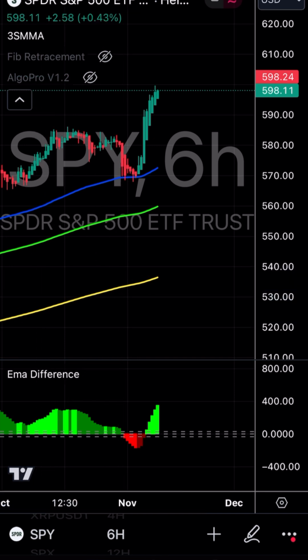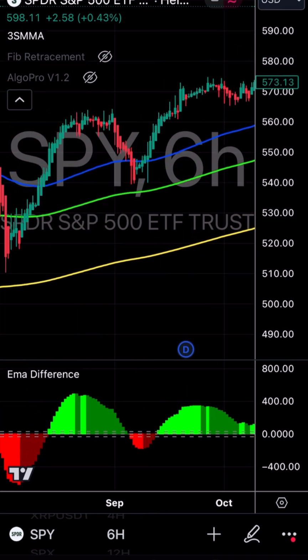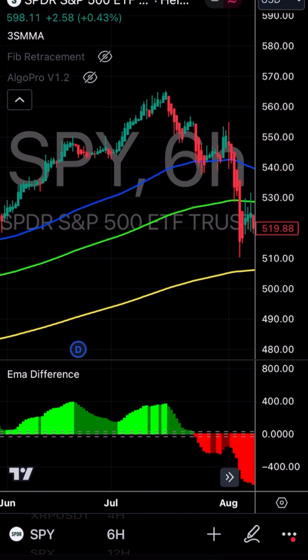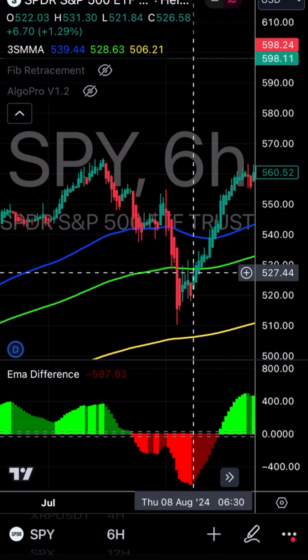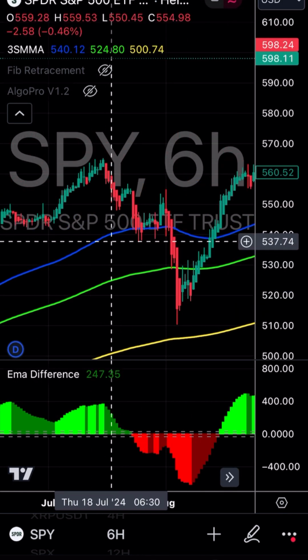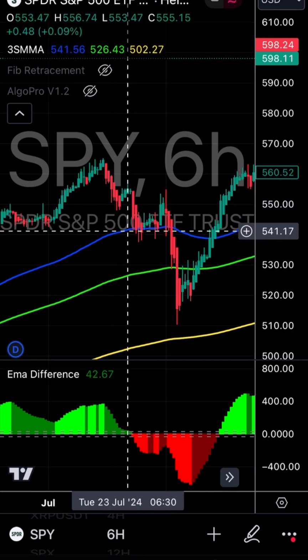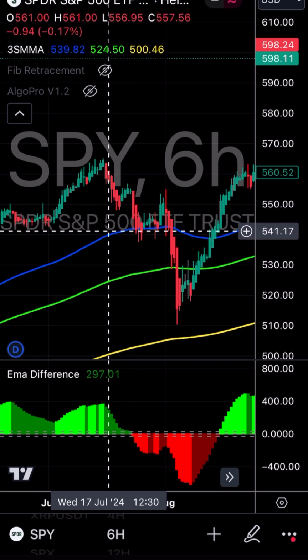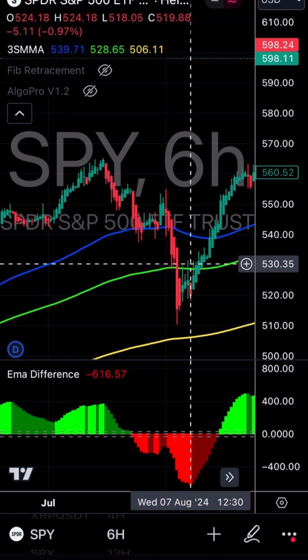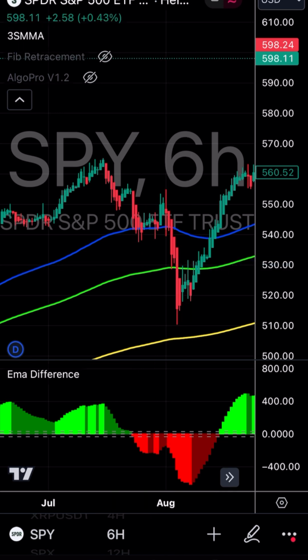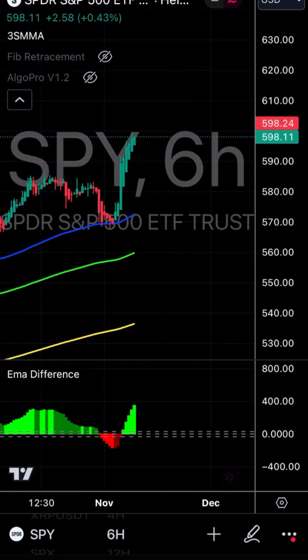Now, if this was a bearish scenario with SPY, you'd be doing the opposite. We'll find one if we find one, but basically you want to be looking for the EMA difference to be at the top here and then coming down like so. So you're just doing the opposite if it's in a bearish scenario.